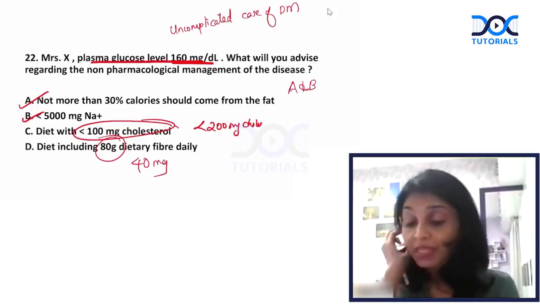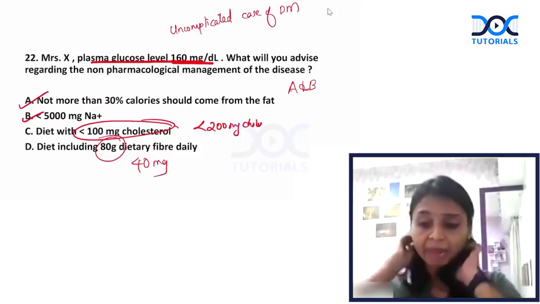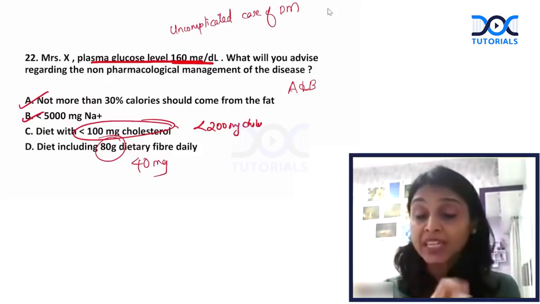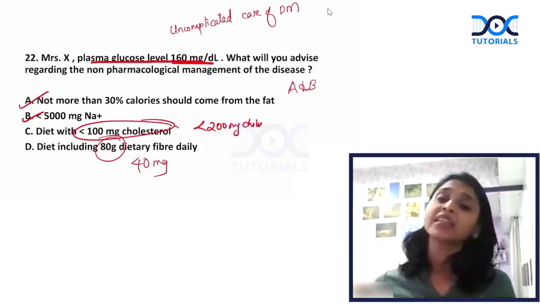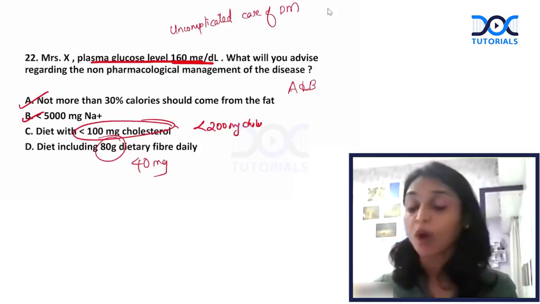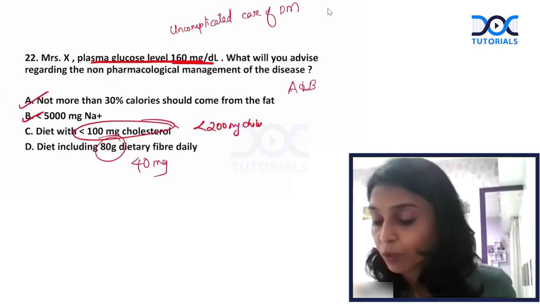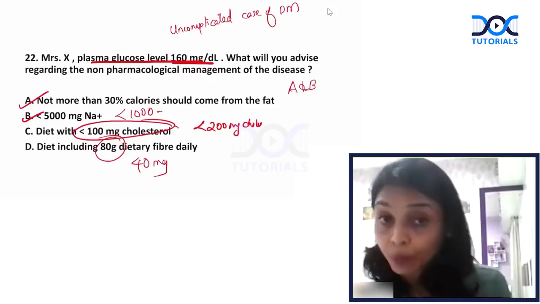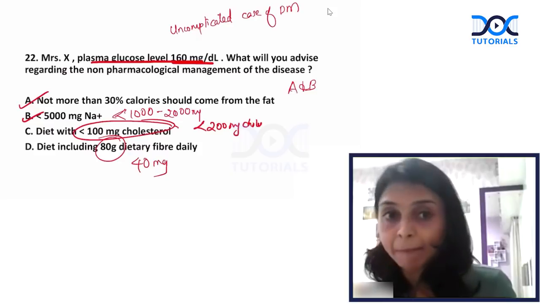Okay. Suppose, what will you advise? Okay, they have asked which all are correct. A and B are correct. Suppose there was a complication. Now comes the next question. This is about uncomplicated. Now let's expect that they can even ask about complicated. If it is complicated, then sodium requirement will come down. It should be kept between 1000 to 2000 milligram.